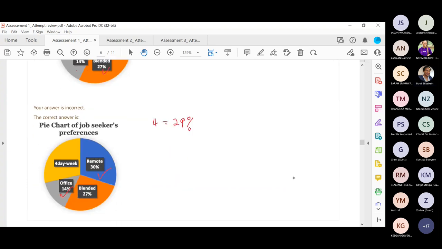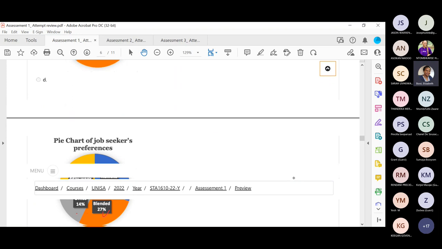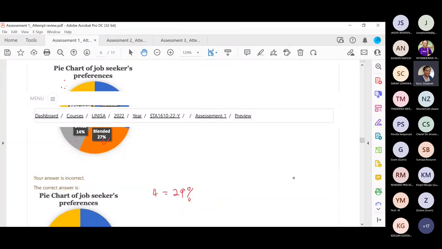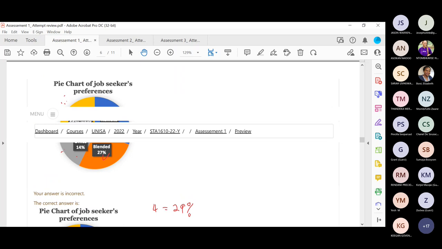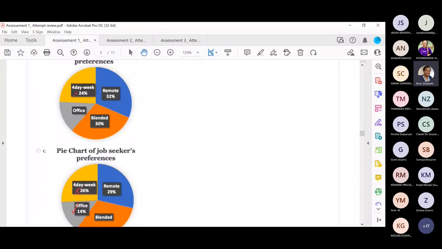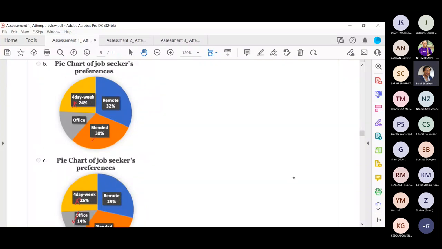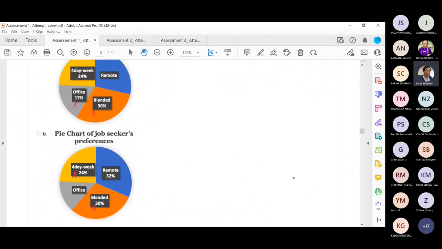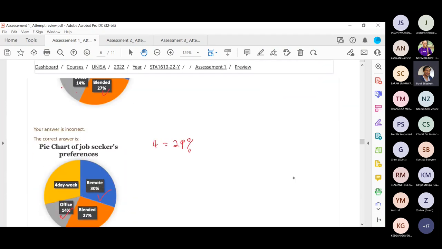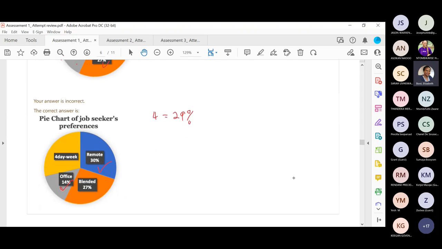So which one was that? Number D would have been the correct one, because this is hidden. You can see that this is the graph that is hidden, and the rest of them do not have the values. So we know that this is incorrect, that is incorrect, and that is incorrect, that is incorrect, and that is also incorrect. So the only graph that would have been correct is this one. And it also relates to the answer that we got here, even though they didn't put the one for here, which is 29%. So D is the correct one.